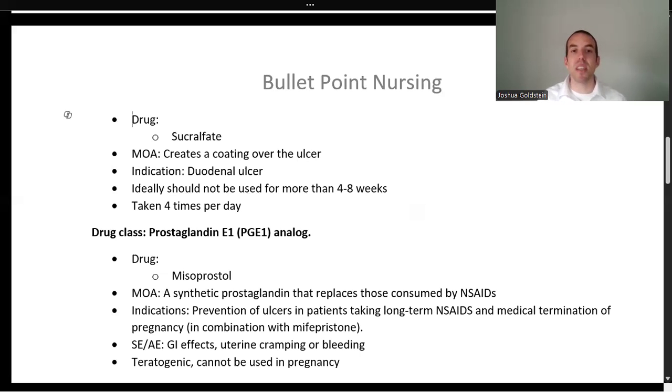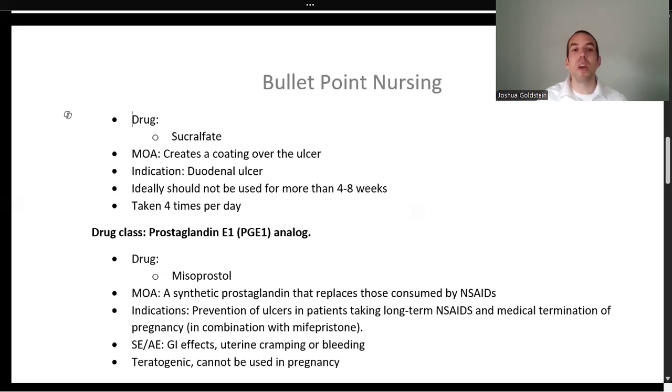So this is a synthetic prostaglandin that replaces the elements that are necessary for the stomach, for the body to build up that protective stomach lining. This replaces those elements that are necessary for the stomach to build its own protective lining that NSAIDs block. Remember, we said in the very beginning, NSAIDs can cause these peptic ulcers because it blocks the stomach from building its protective lining. This can help that.